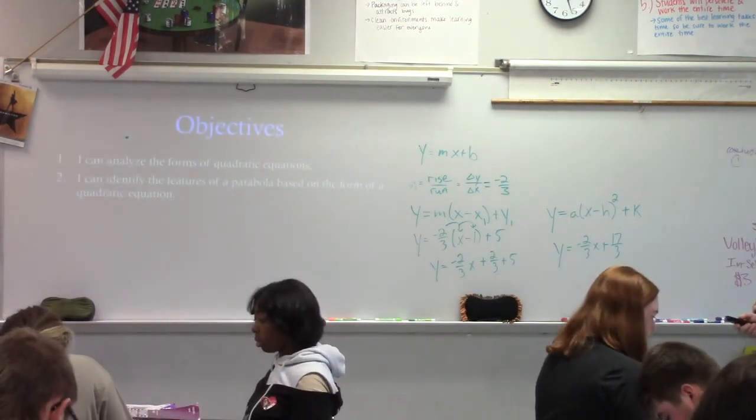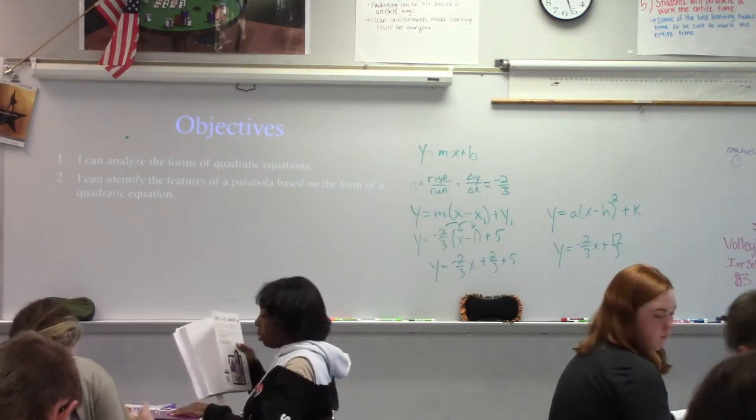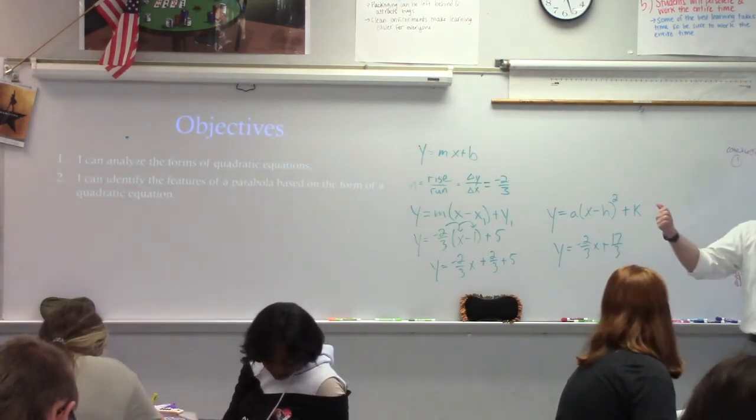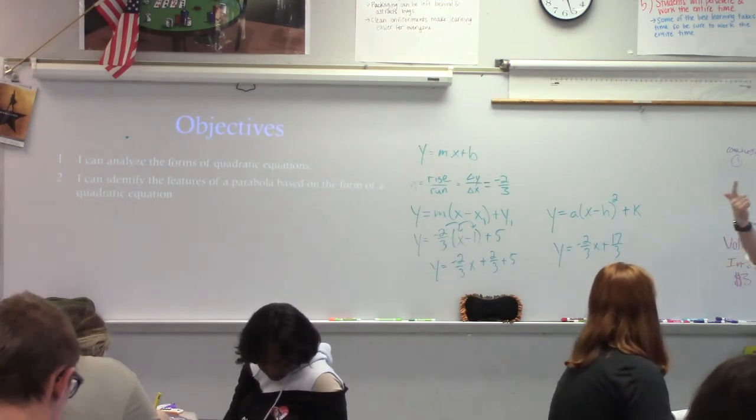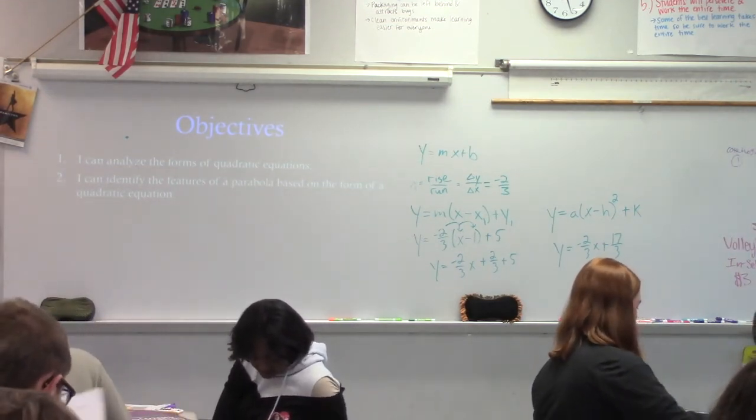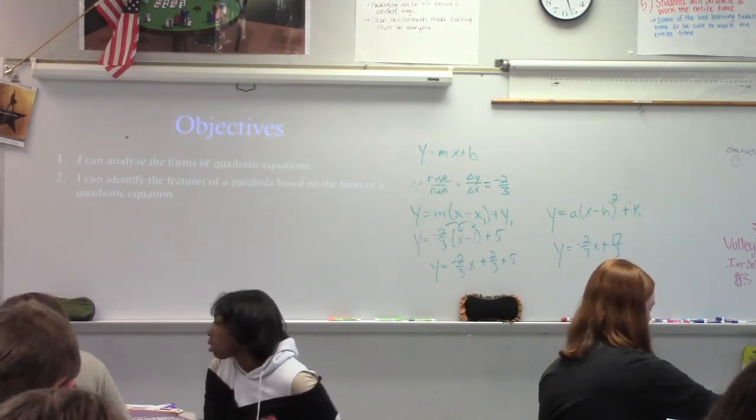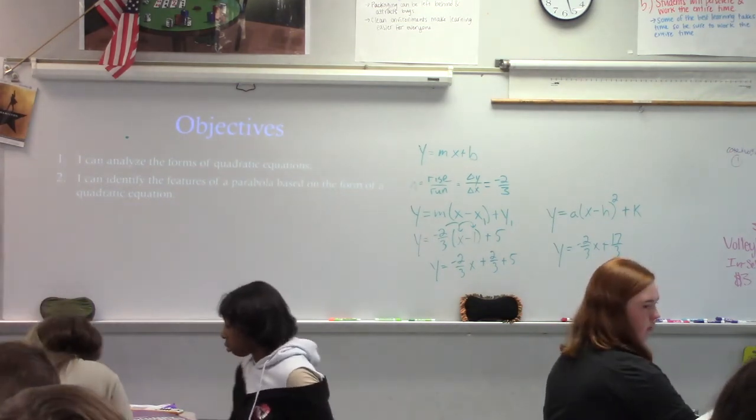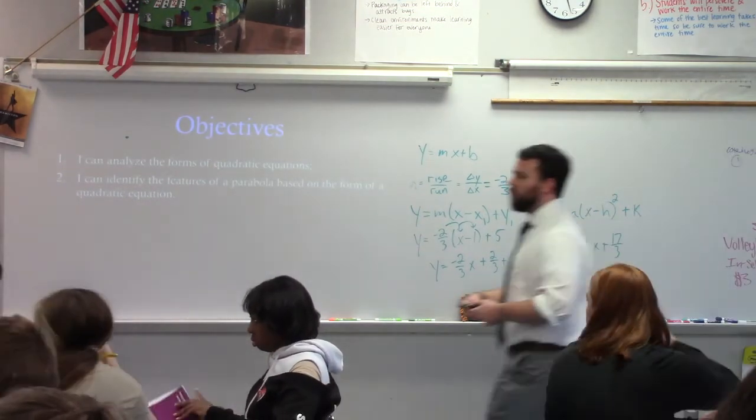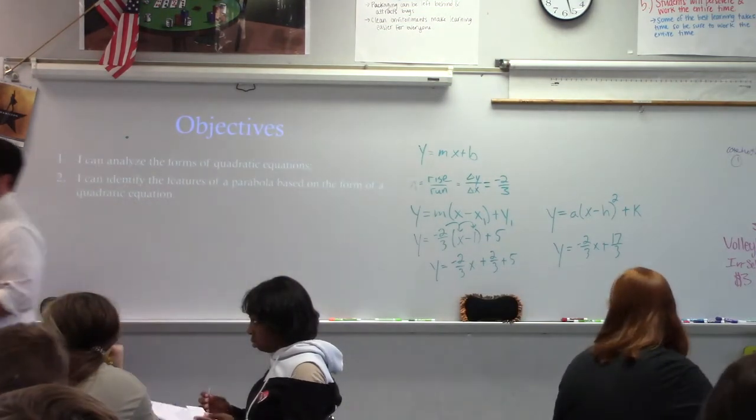And we're trying to analyze the forms of quadratic equations. What are those 3 quadratic equations again? Vertex form, standard form, and factored form. Those are the names. You need to know the equations and what the different pieces of the equations mean so that you can write the equation, and also so that when you look at an equation, you know what the features are of it.